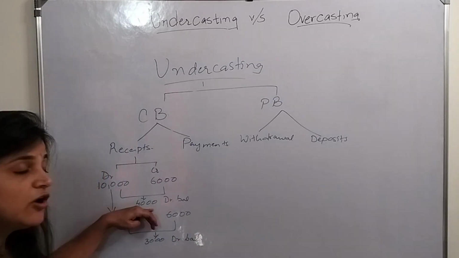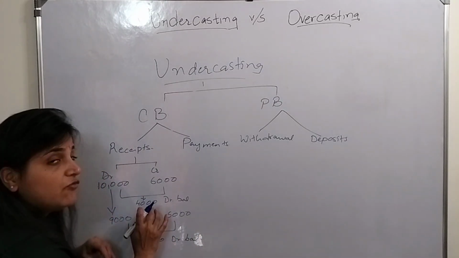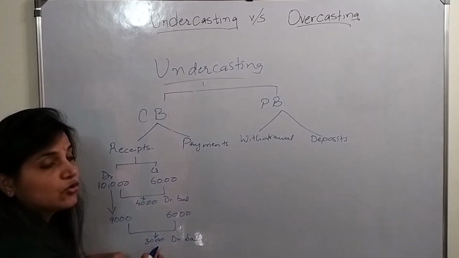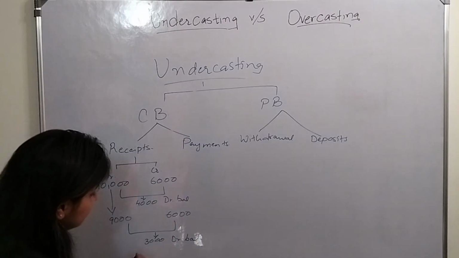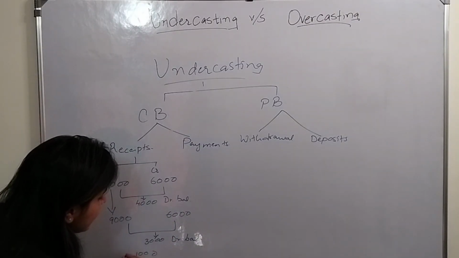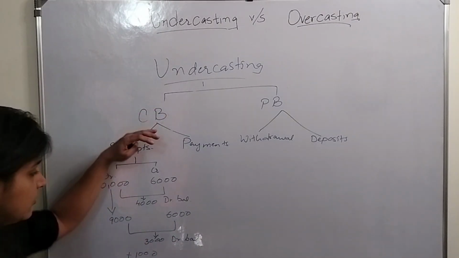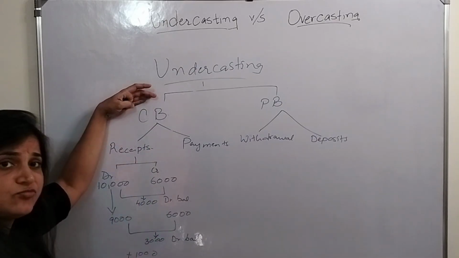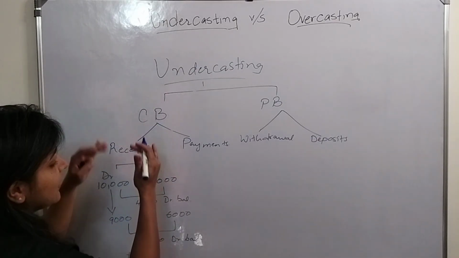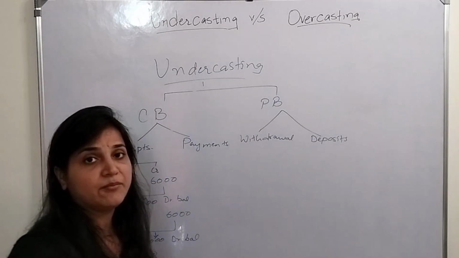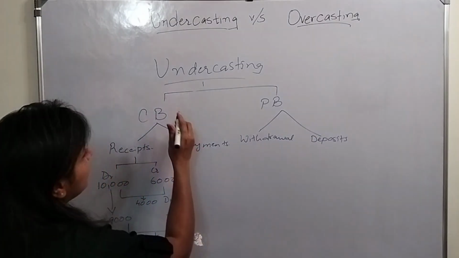Because of that, my debit balance is showing 3,000. What it should show? 4,000, whereas it is showing 3,000. That means 1,000 I have to add it when cash book balance has been given, because my cash book balance is showing a lesser amount than the actual amount.